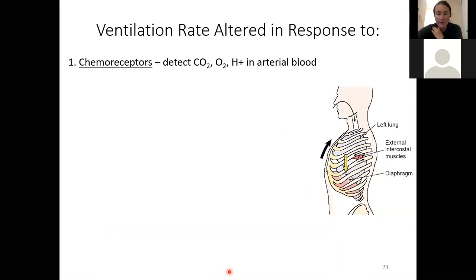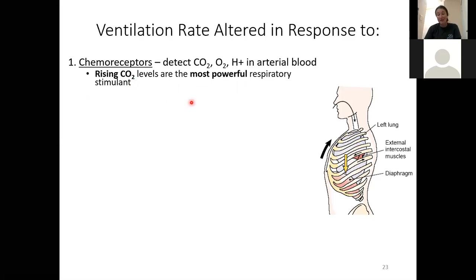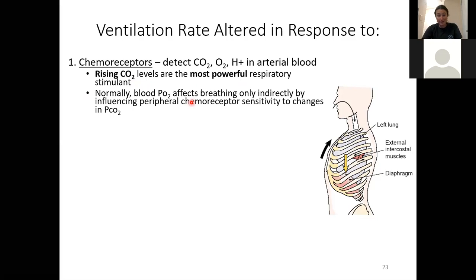Okay. So again, the chemoreceptors are really important in informing the brainstem what is going on with the body so that the brainstem can alter ventilation rate accordingly. Rising carbon dioxide levels are the most powerful respiratory stimulant. Okay? Oxygen doesn't change that much. CO2 does. And so that is what our body cares most about.